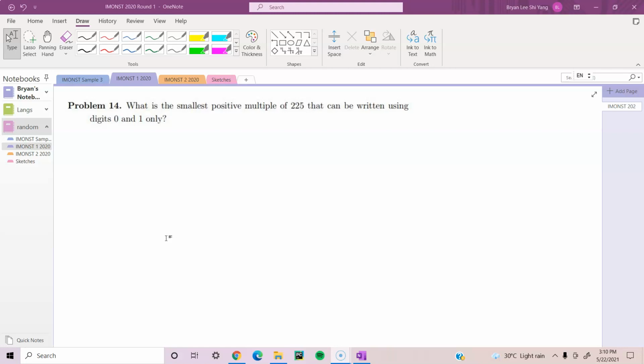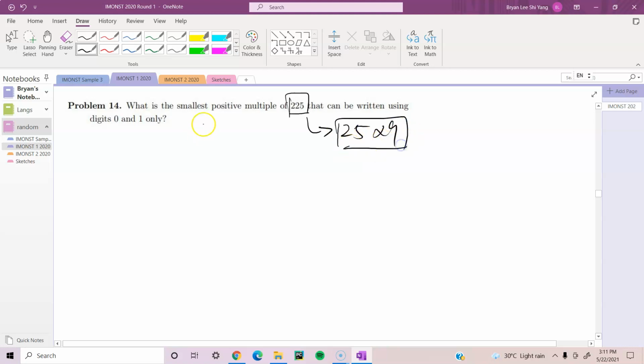Now, what is the smallest positive multiple of 225 that can be written using digits 0 and 1 only? Now, many people looking at 225 will be daunted because 225 is such a big number, but do not forget that 225 itself can be broken down into smaller numbers. In this case, it will become 25 times 9. So it means that this positive multiple of 225 is also at the same time a positive multiple of 25 and a multiple of 9.